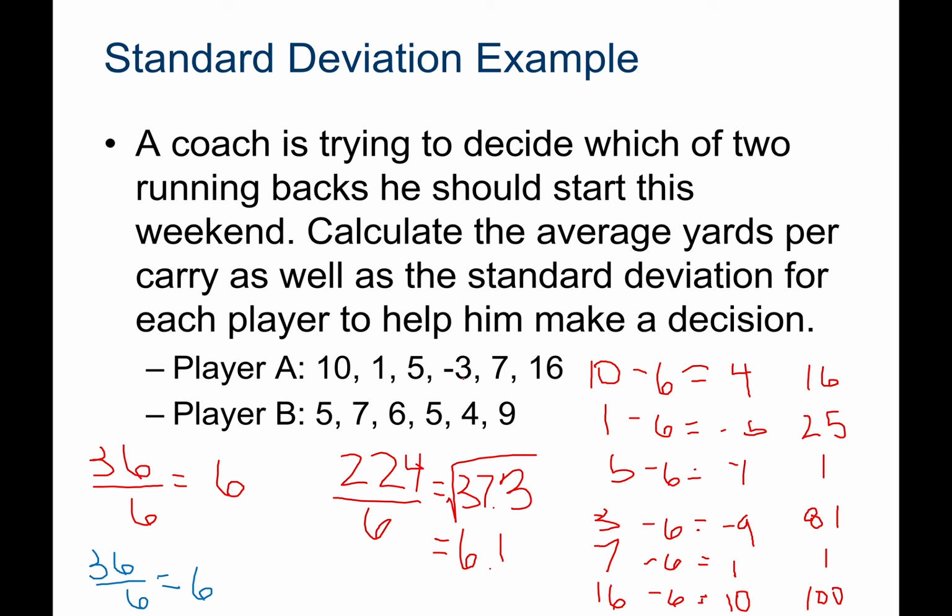If you were the football coach, you'd have to think about what sort of situation your team is in. If you need a running back that's extremely consistent and is going to be very reliable at getting close to 6 yards, you would probably choose player B. If you are in a situation where you needed someone to make a game-winning play and they had to run 30 yards for a touchdown, player A is more likely to have a huge run. Now, player A could also get tackled for a loss, so they're a little bit riskier player.